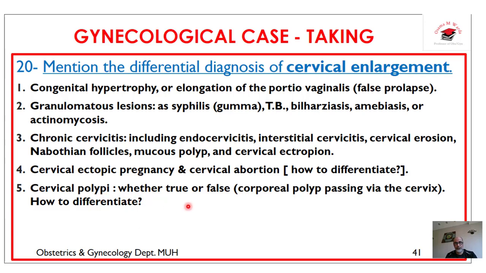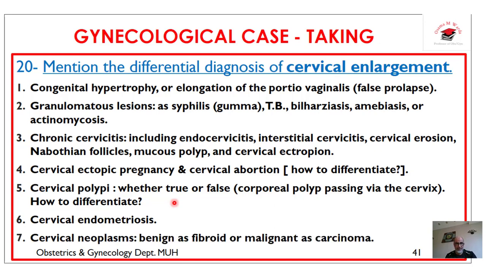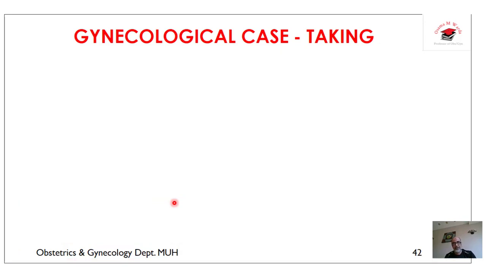Cervical polypi, whether true or false, or corporeal polypi passing through the cervix. How to differentiate? By uterine sound, trying to rotate the uterine sound around the pedicle of the polyp. If it rotates 360 degrees, it is uterine. If not, it is cervical. Also cervical endometriosis, which is rare, and cervical neoplasm, benign as fibroid or malignant as carcinoma.